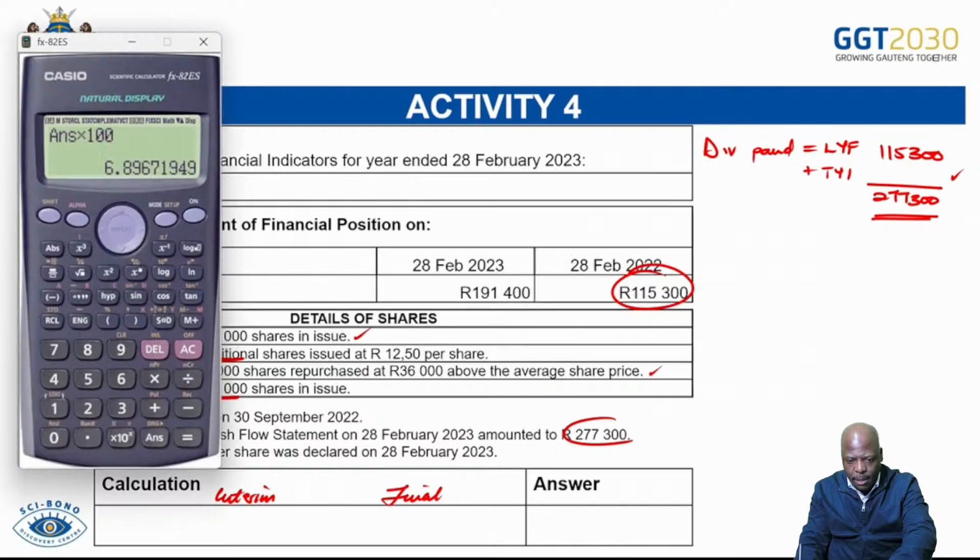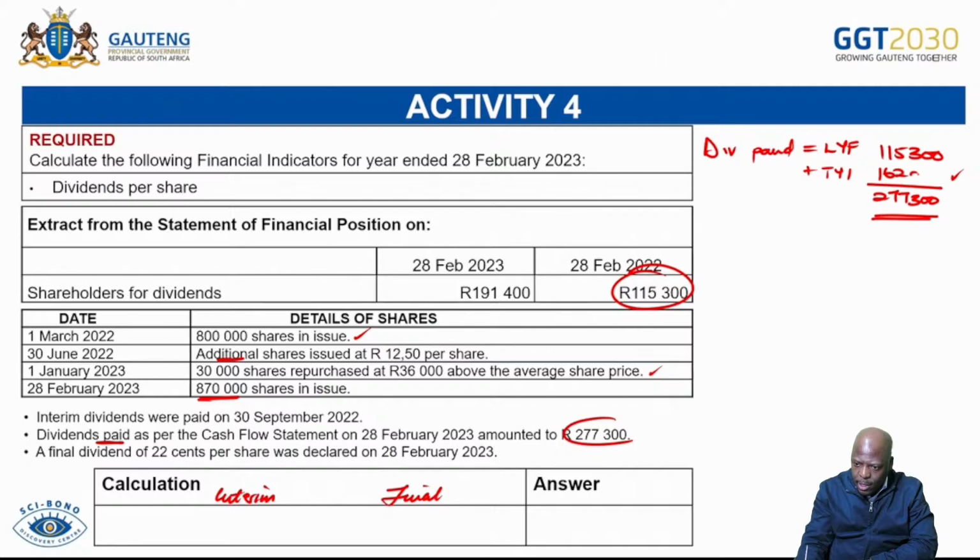How do I do that? I simply come here, then I'll say 277,300 minus 115,300. That is going to give me 162,000. That is this year's interim. So I want to know what is my interim dividend per share. So I'll take the 162,000 like that, and then I divide it now by the number of shares.